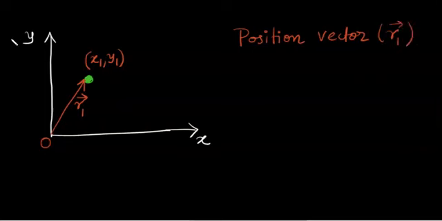Now let's assume that this ball follows a certain path like this and ends up being here. Let me draw it properly over here.